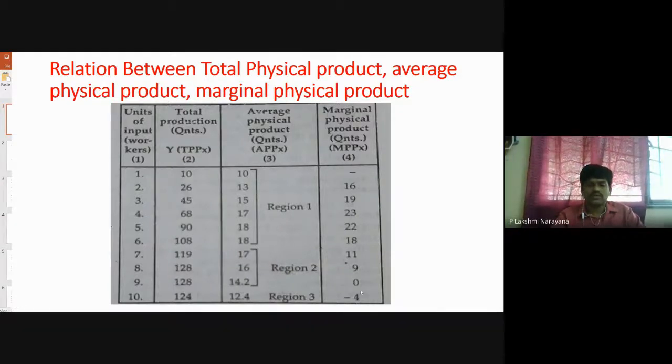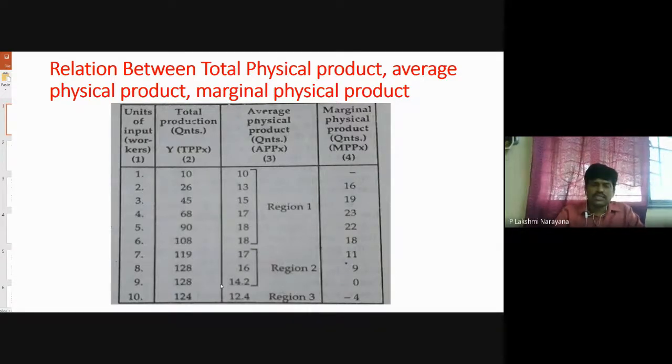So the farmer needs to stop increasing the labor at point 10. Up to the 9th labor, he can increase the labor. Whenever the marginal product is 0, the farmer has to stop increasing the labor. This is the relationship of total physical product, average physical product, and marginal physical product.